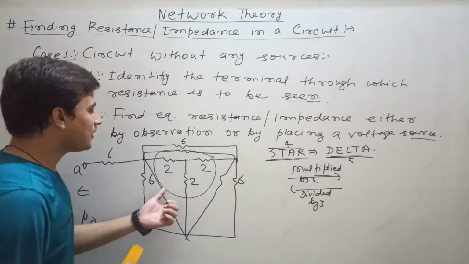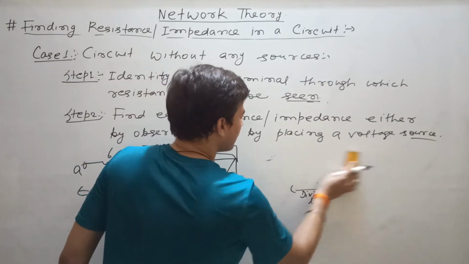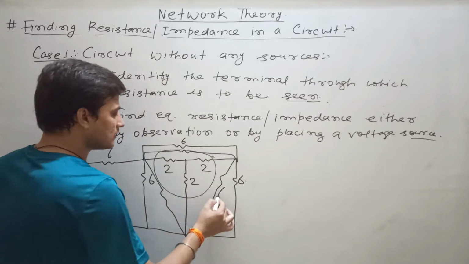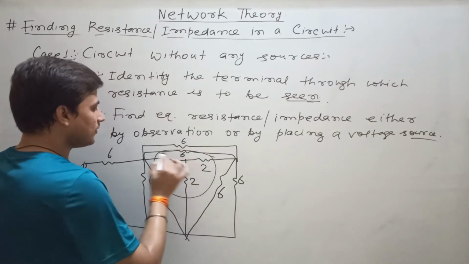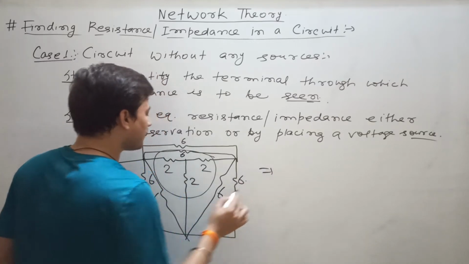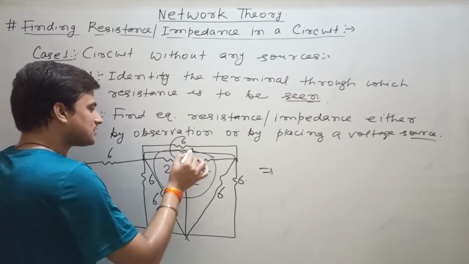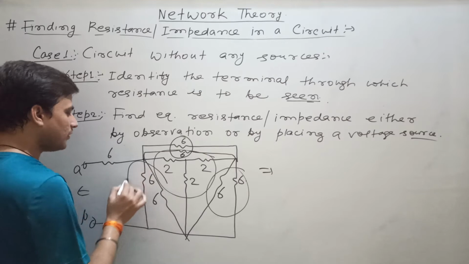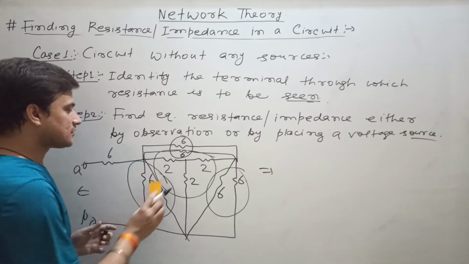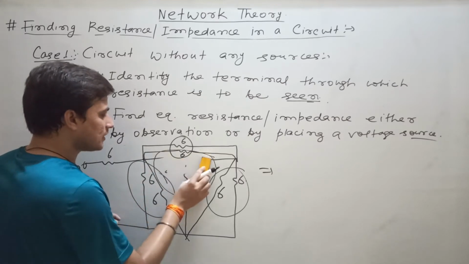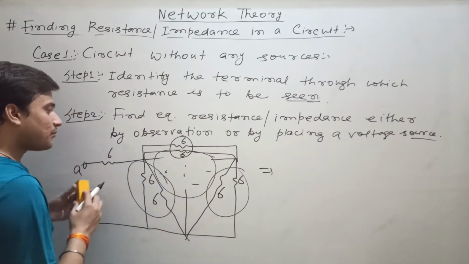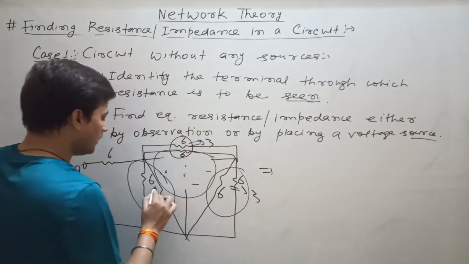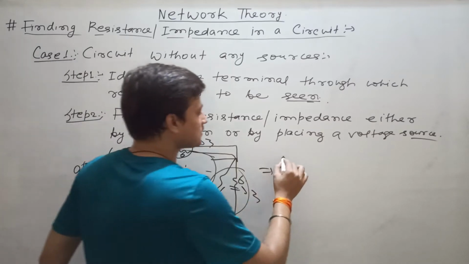So what will happen here? You will see that if you are converting a star to delta, then these resistances will become 2 into 3, 6. Here it will be 6. Now what will happen? You are having two parallel resistors of 6 ohm. But you don't have now the resistors in star. So what will happen? The 6, it will be 3. So you will have the circuit like this.